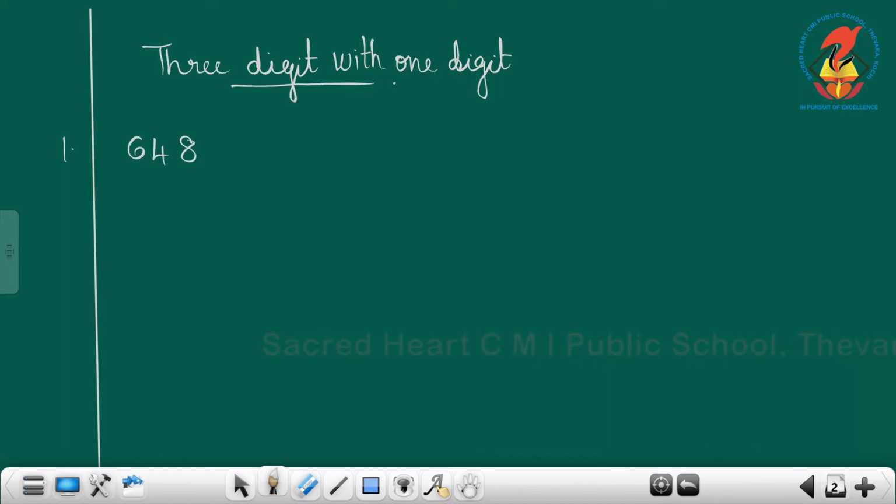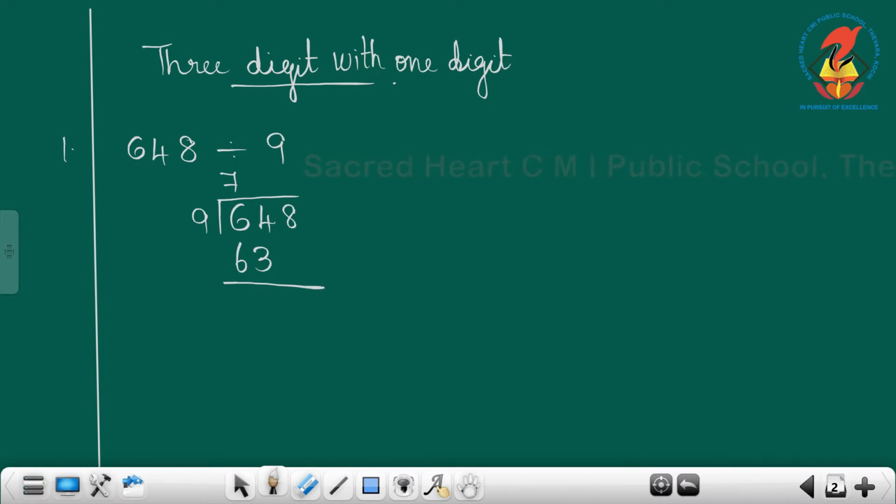648 divided by 9. After that division you must check your answer also. In 9's table, 6 is smaller than 9, so we take the first 2 digits together. In 9's table, how many times go 64? 7 9s are 63.